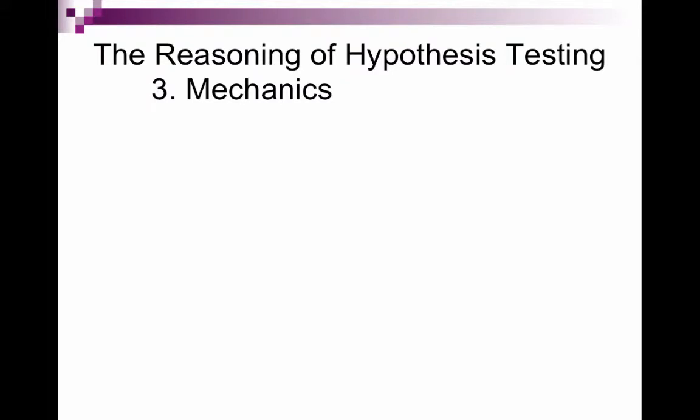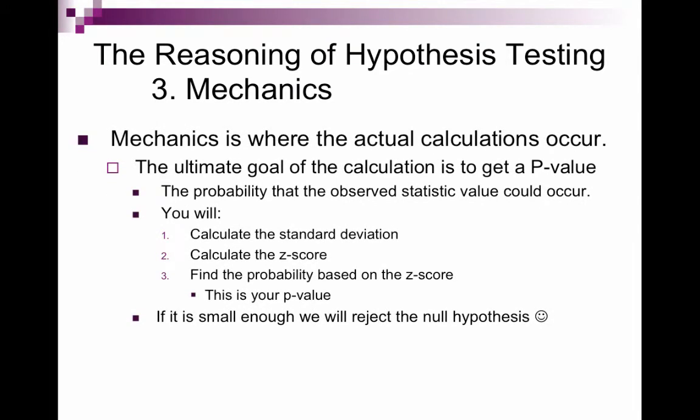The third part is the mechanics. The mechanics is where the actual calculations occur. So the ultimate goal of the calculation is to get a p-value. The p-value is the probability that the observed statistic value could occur given your null hypothesis is true. So the way we calculate our p-value is you will first calculate the standard deviation. And note I say standard deviation here and not standard error. And that's because we are going to be able to know what our population parameter is because that's our null hypothesis. So we will calculate the standard deviation.